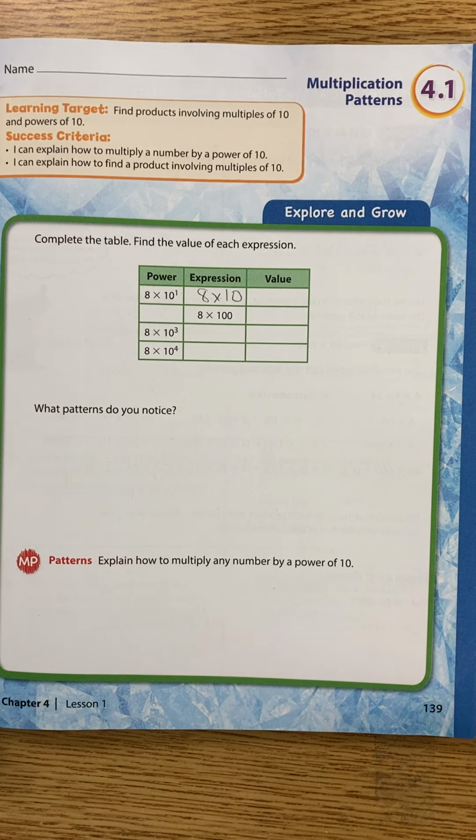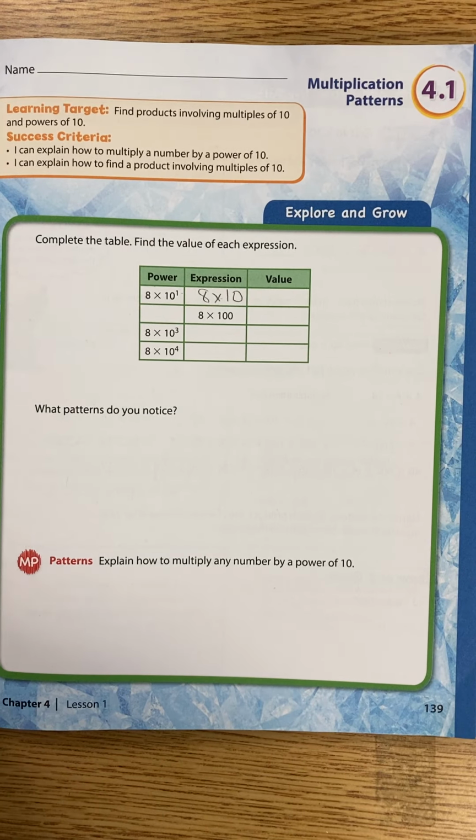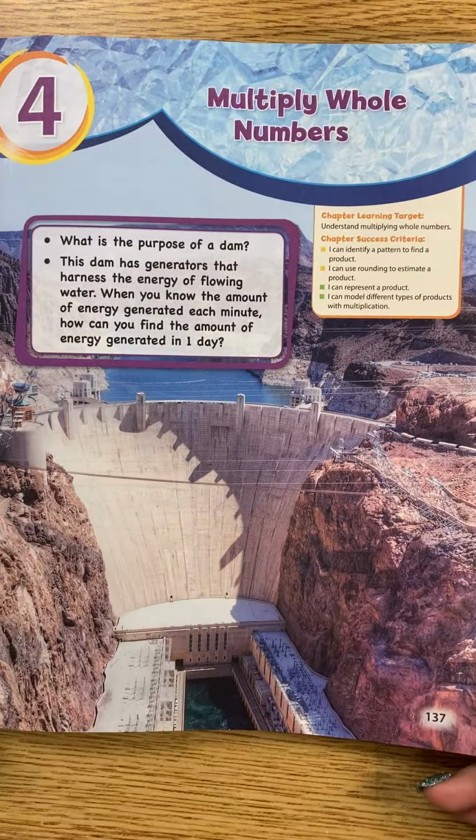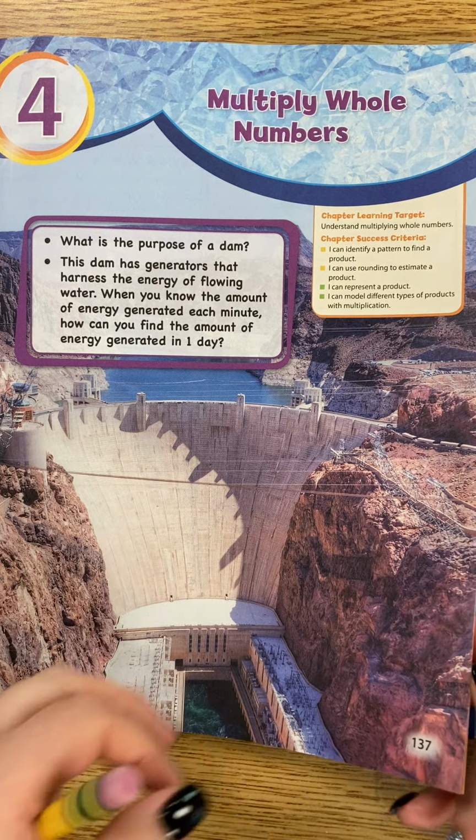Okay, fifth grade, we're working on chapter 4. I'm going to turn back. I kind of got ahead of myself. And we're multiplying whole numbers is what we're working on. So this is page 137.